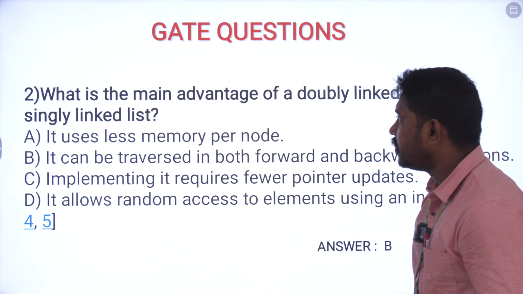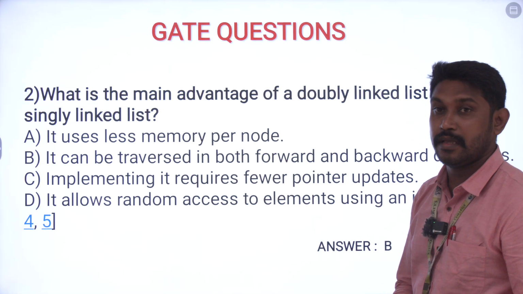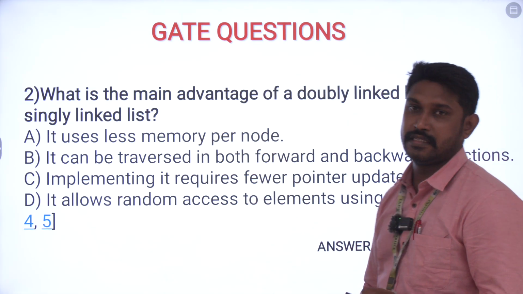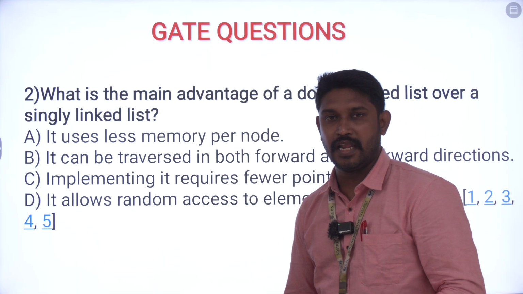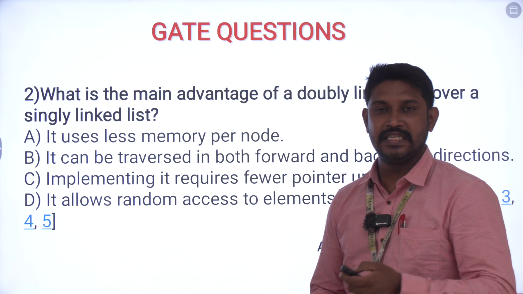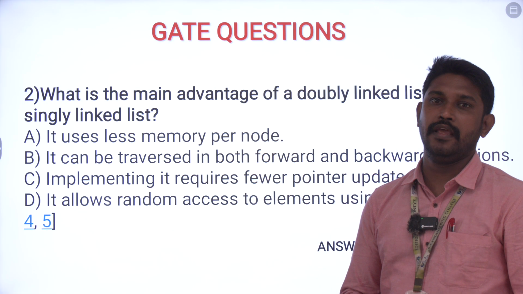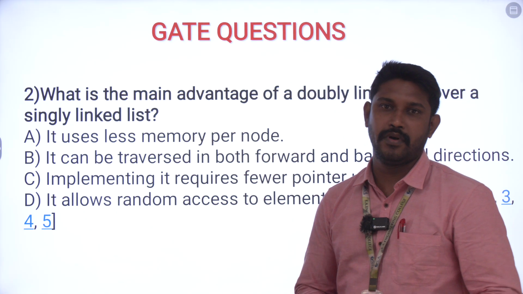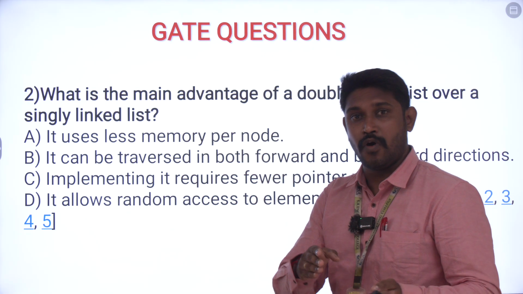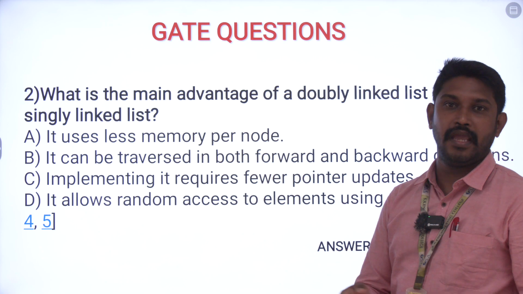The second question is, what is the main advantage of a doubly linked list over a singly linked list? As I told you before at the start of the class, in a singly linked list you can move only in the forward direction. You cannot move in the backward direction. But in a doubly linked list, the data can be moved in the forward direction as well as the backward direction. That is the main advantage.